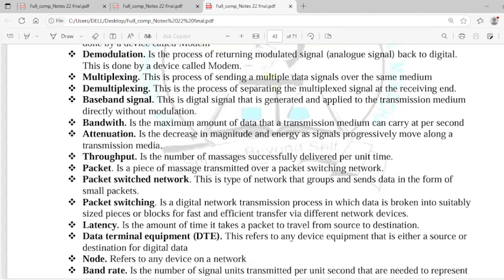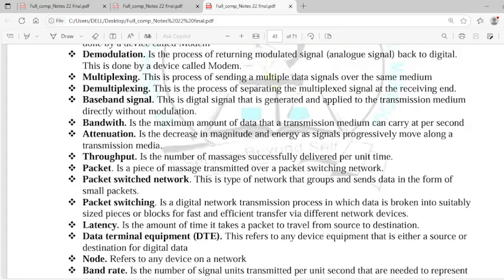Another term that we can look at is multiplexing and also demultiplexing. Multiplexing is a process of sending multiple signals over the same media, while demultiplexing is the process of separating the multiplexed signals at the receiving end.